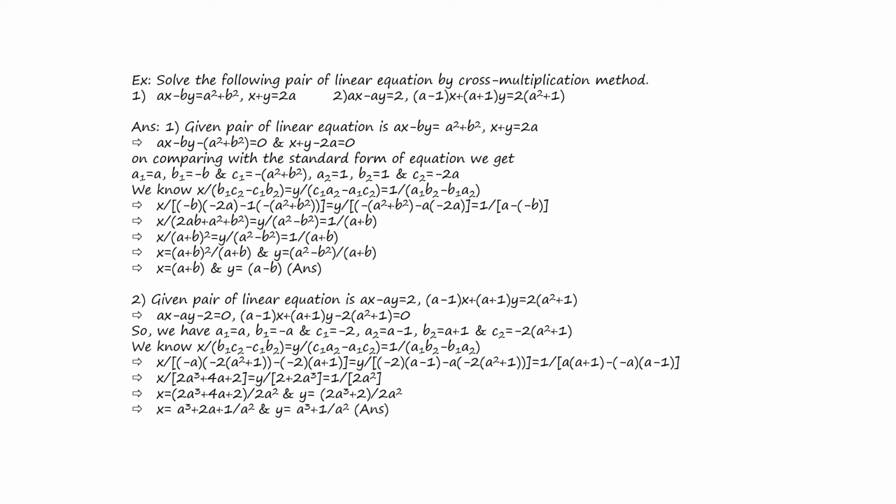On dividing, we get x equals (a cube plus 2a plus 1) divided by a square, and y equals (a cube plus 1) divided by a square. So this is the answer.